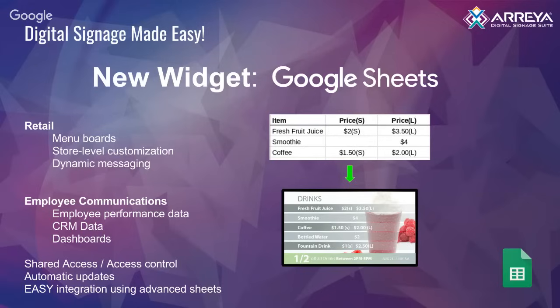Great uses for this are menu boards, being able to customize things at a store level. So if you have corporate level content, you can then share a sheet with the store level and let them update only portions of the signage, again, outside of Arreya, so you retain control. It also allows for dynamic messaging.